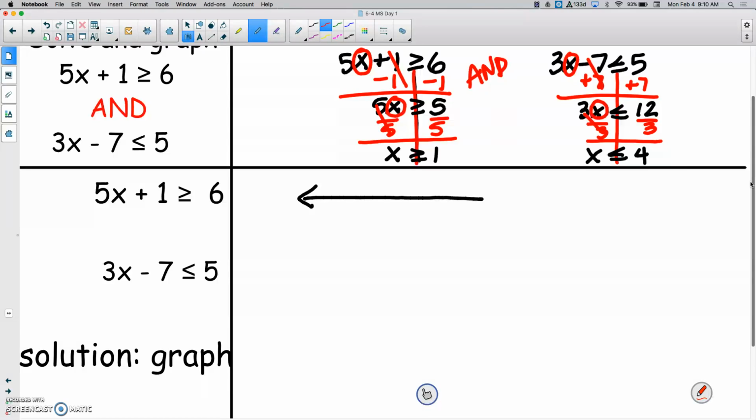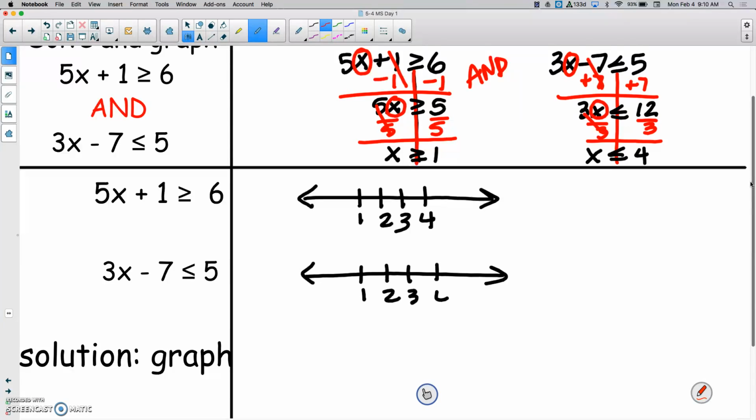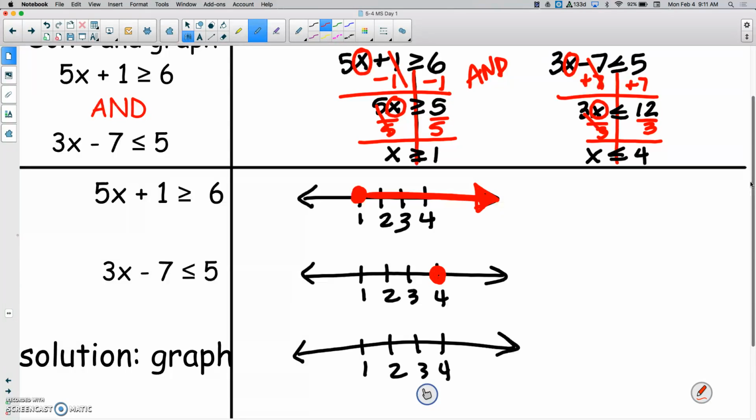So the first one goes from 1 to 4. Second one also 1 to 4. And the third one. Okay, so the first one, greater than or equal to 1, closed circle, going to the right. Second one, less than or equal to 4, closed circle, going to the left.